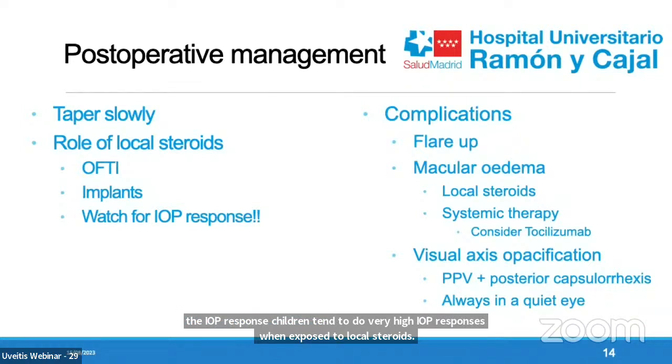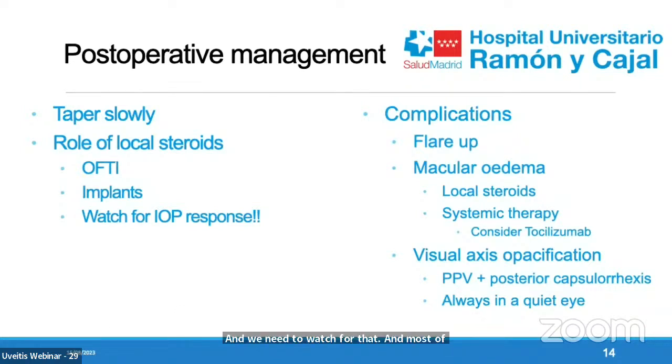Most of those IOP responses can be managed with topical medication, but they need to be seen frequently after the surgery. Complications that may arise are flare-up and macular edema. Most of them can be dealt with both local steroids and increasing the systemic therapy. Most of the time what we would do is increase the dose of the therapy they are already on, but if the macular edema does not respond, we can consider using tocilizumab. We have found that tocilizumab is very effective for dealing with macular edema.